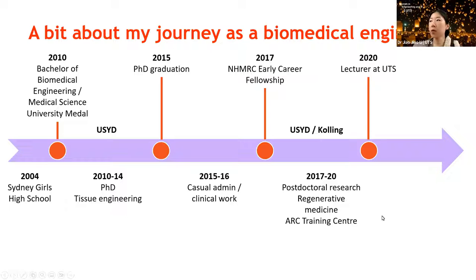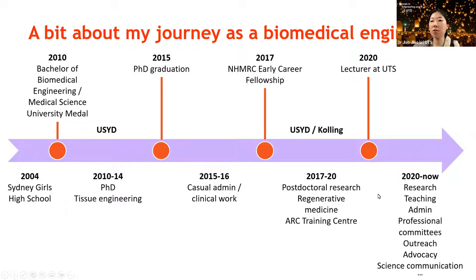So as of 2020, at the end of my fellowship, I transitioned into an academic role at UTS. So now I do all sorts of weird and wonderful things. So I do research, obviously. So that would involve supervising students, conducting experiments, designing and actually doing lab work in the lab. I would write grants, write papers, present at conferences about my research. I teach undergraduate and postgraduate biomedical engineering. So if you come to UTS, then I will probably meet you.